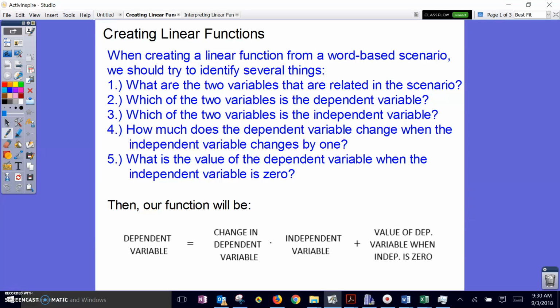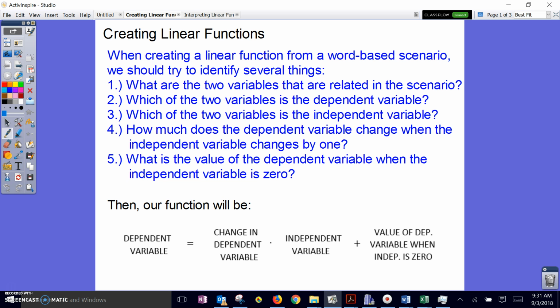And here are the 5 things. First, what are the 2 variables that are related in the scenario? We're going to read through the problem scenario and try to figure out what the 2 unknown variables that appear in the situation are and how they're related. The second thing we're going to consider is which of those 2 variables is the dependent variable. Which variable depends on changes in the other for its own changes? And connected to that, which of the 2 variables is the independent variable? The variable that is changing to cause changes in the dependent variable.